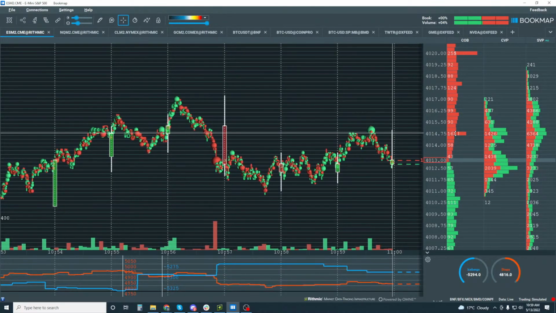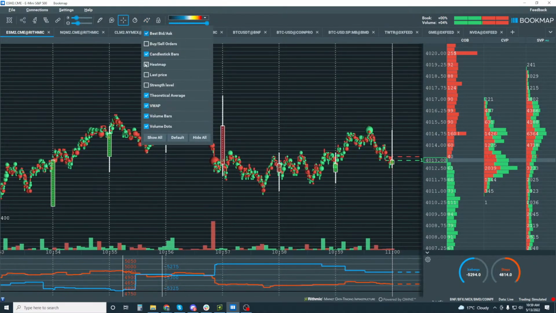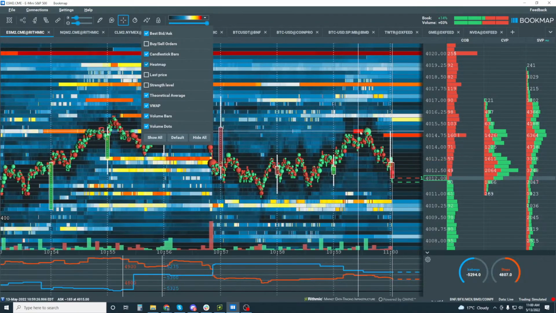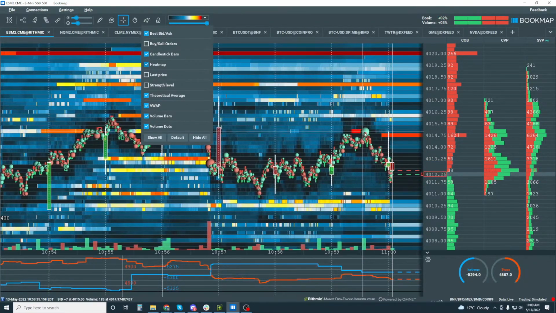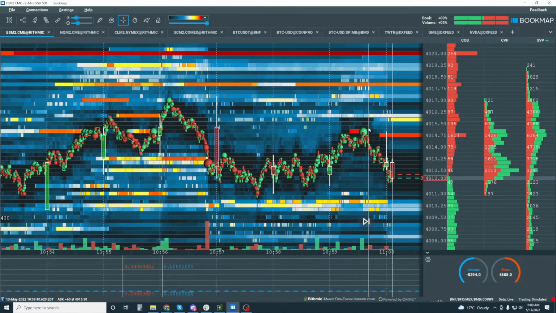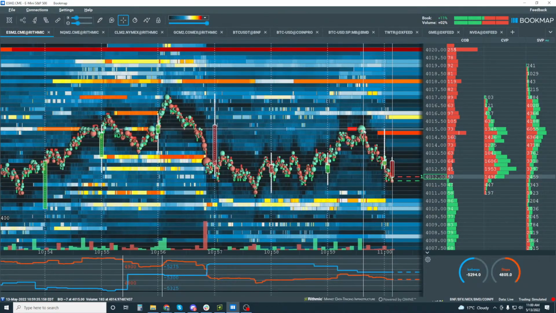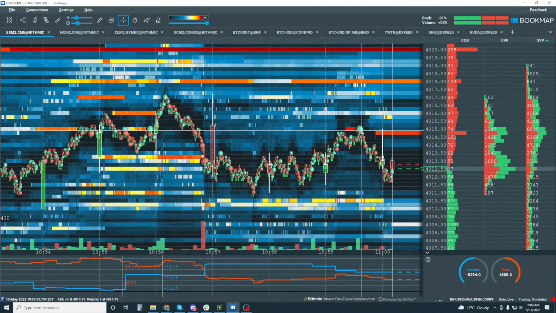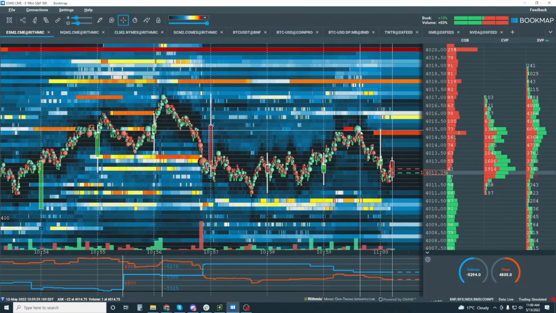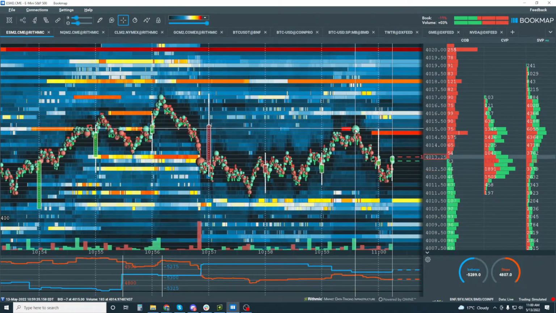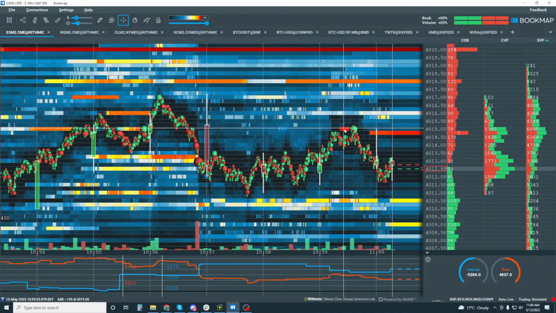Look at the dome. Okay, let's turn the heat map back on, because we're missing a really important element here. There's the transaction, and here's what happened after that event. It couldn't get through there. It was totally absorbed at this level at 15, totally absorbed. That means that buyers can't trade through these limit orders.